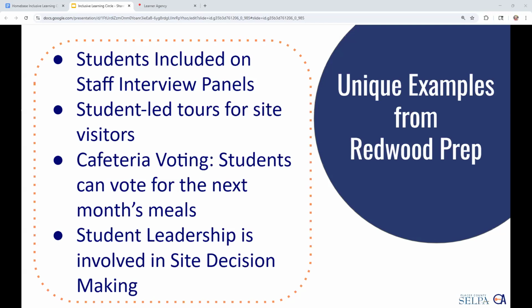But Redwood Prep is one of our showcase sites in Humboldt County, and I just want to share a few things that they're doing that I think are fairly unique when it comes to learner agency. One of the first things that absolutely blew my mind is I spoke with both the director and the second grade teacher, and both of them said, yeah, I had students on my interview panel. And I thought, wow, that is incredible.